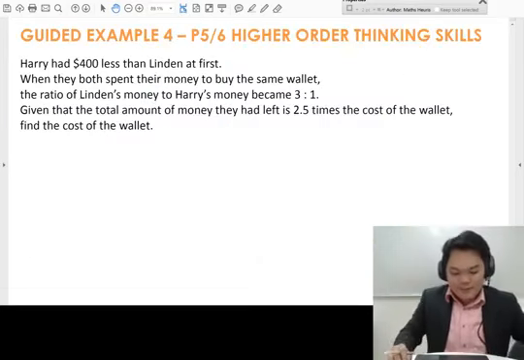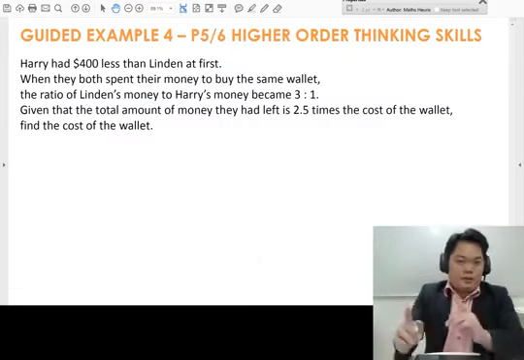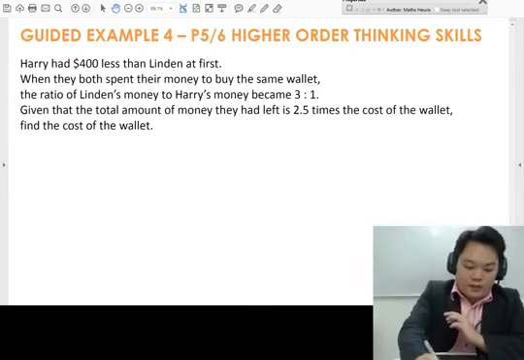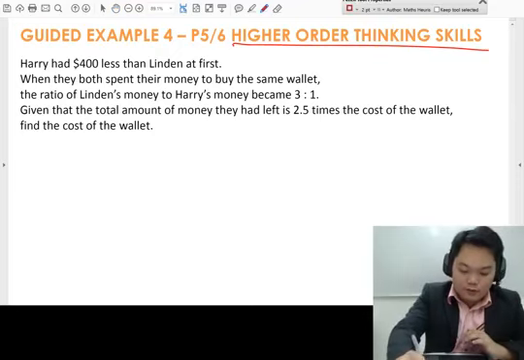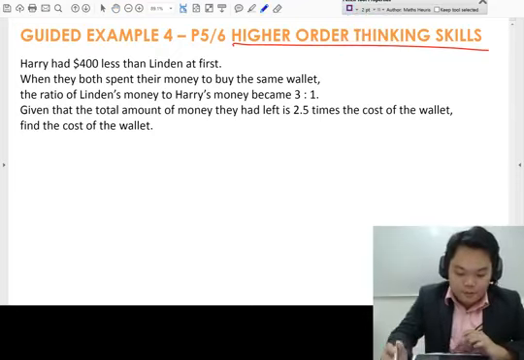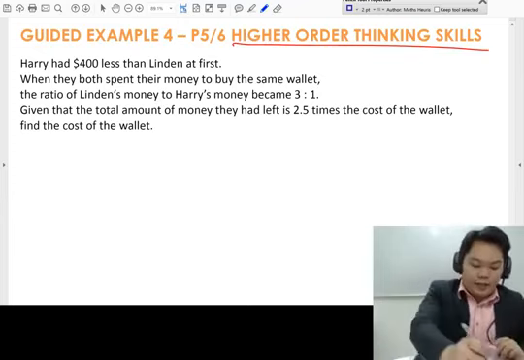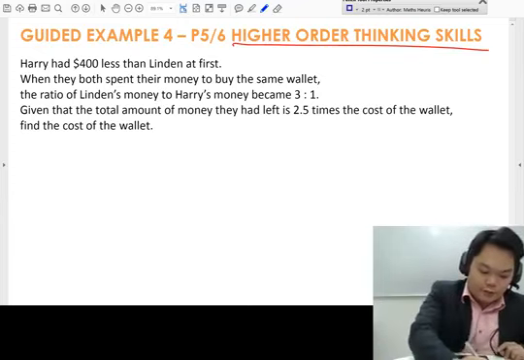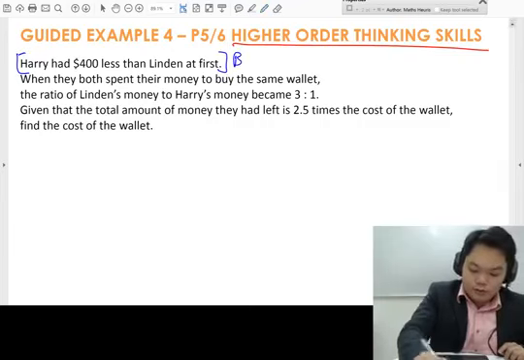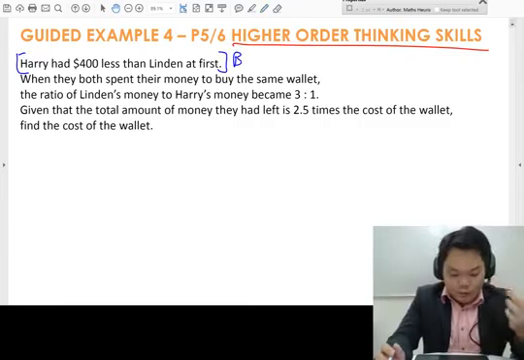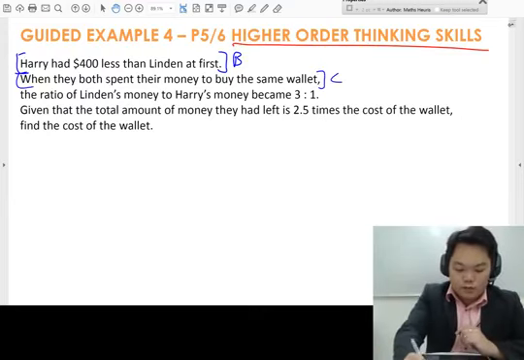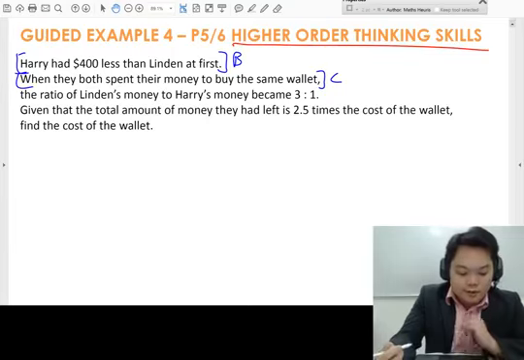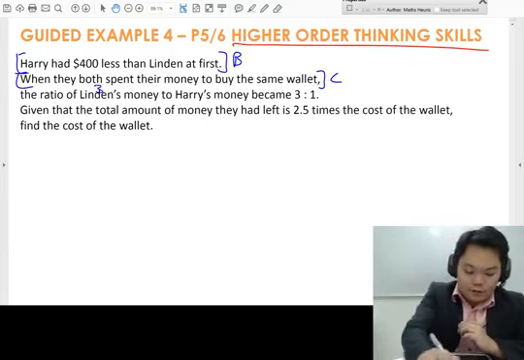Okay, so here is a higher order thinking skills problem. If you downloaded the notes, you will see that this is considered a tweaked problem. Harry had $400 less than Lyndon at first. So this was before anything happened. When they both spent their money to buy the same wallet, this is the change, because it's an action. Then the ratio of Lyndon's money to Harry's money became 3:1.